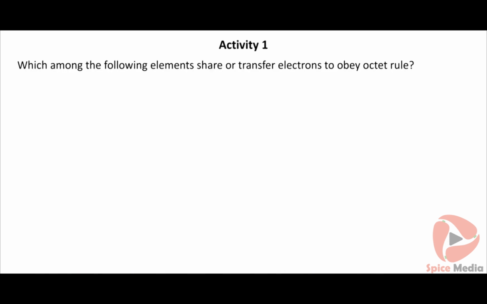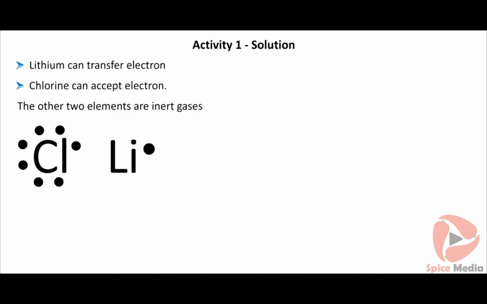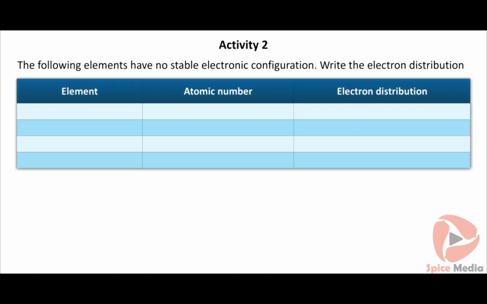Which among the following elements share or transfer electrons or obey the octet rule? Helium, argon, lithium, chlorine. The elements that share or transfer electrons to obey the octet rule are lithium and chlorine. Chlorine has only 7 electrons and lithium has only 1 electron to obey the octet rule. The following elements have no stable electronic configuration.